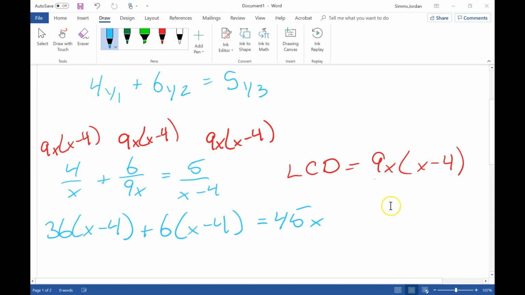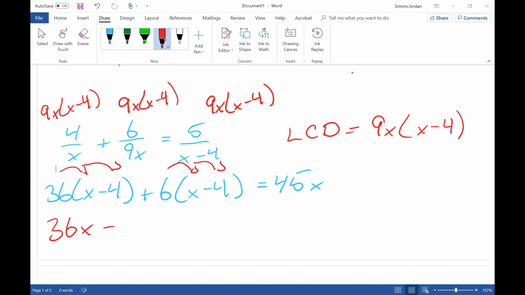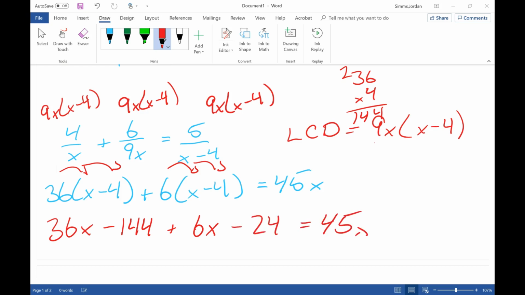All right, so the LCD trick is worth its weight in gold, because now we have no fractions. Let's distribute now, and we'll get rid of our brackets. And then I think we're on our way. So this is going to be 36x minus, now 36 times 4. A lesser man might pull out the calculator. Not me. Partly because I'm too lazy, really, but 12, that's 14, that's 144. Plus 6x, this is our next one, minus 24. And that's going to equal 45x.